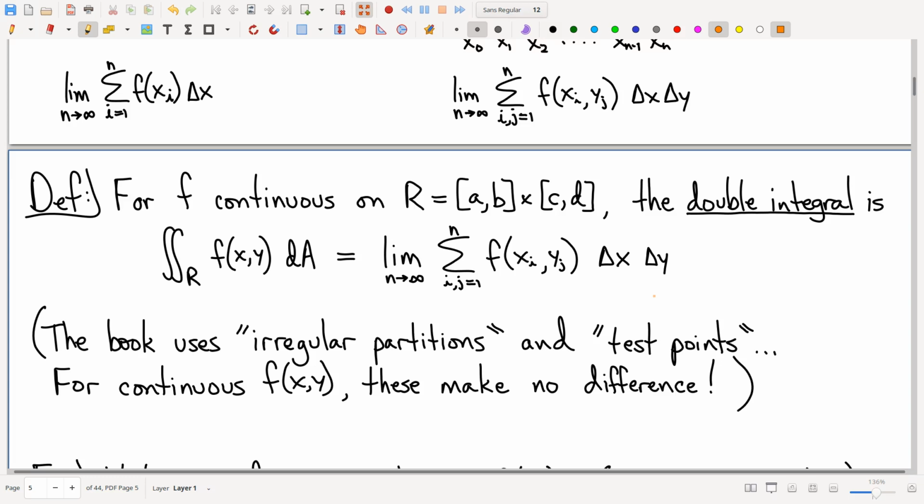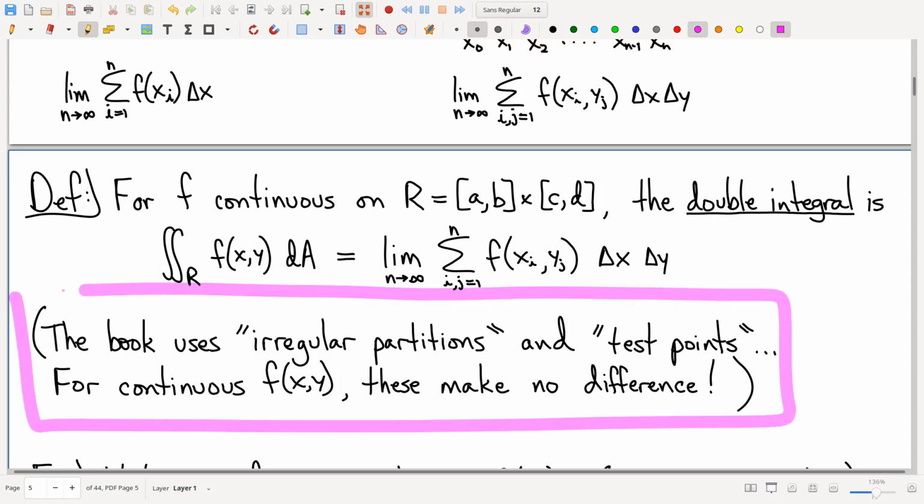Okay. Now, the book does some very cool stuff that is not Math219 appropriate. It turns out that this expression right here, which works great for continuous functions, doesn't work so great for discontinuities. It turns out there's a bunch of different ways in which a function can be bad.